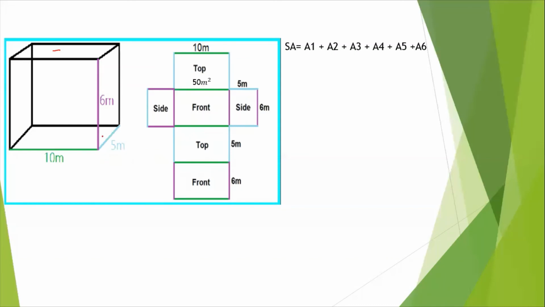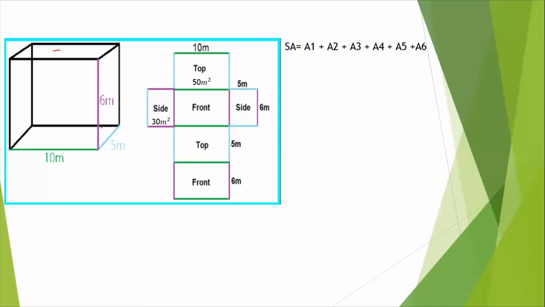Now, the next one, the side part. The height is 6, and the base is 5. So 5 times 6, or 6 times 5, the side is 30 meters squared.